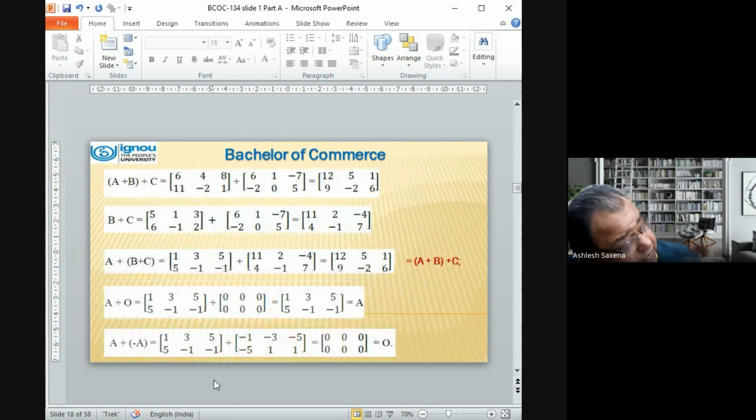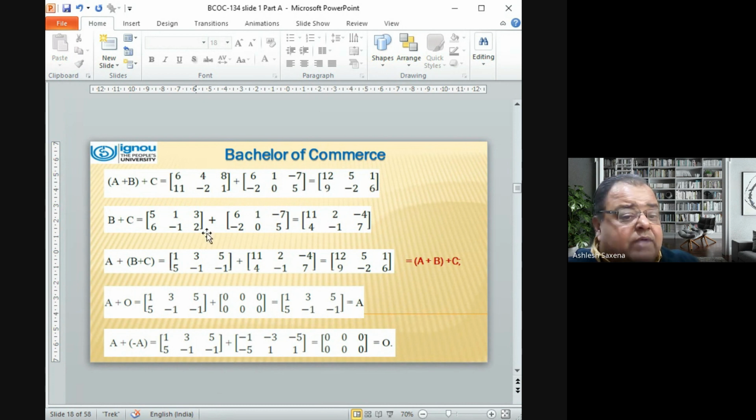Now we have three matrices, taking 2 at once. A plus B is 6, 4, 8, 11 minus 2, 1 added to 6, 1 minus 7, minus 2, 0, 5. This is A plus B and this is C. Add it. You will get 12, 5, 1, 9, minus 2, 6.